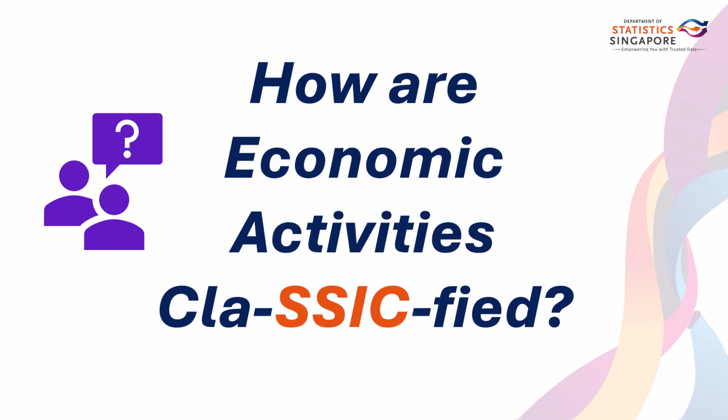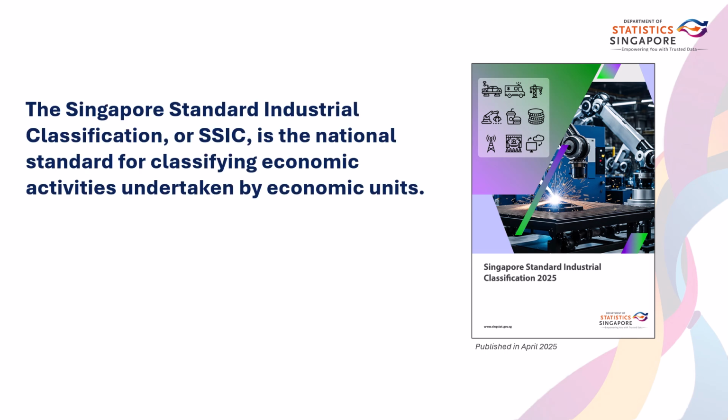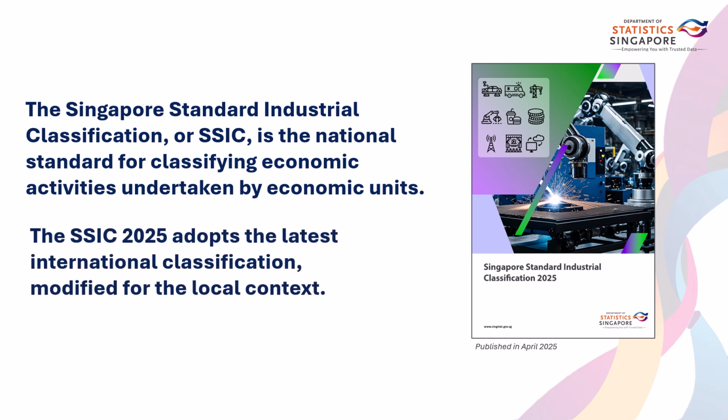How are economic activities classified? The Singapore Standard Industrial Classification, or SSIC, is the national standard for classifying economic activities undertaken by economic units. The SSIC 2025 adopts the latest international classification, modified for the local context.